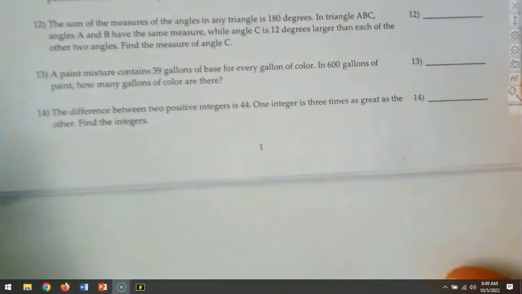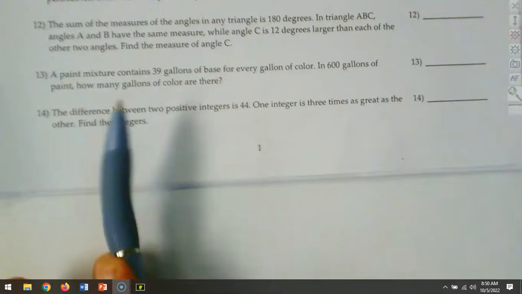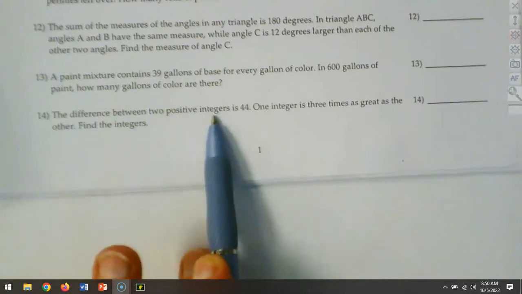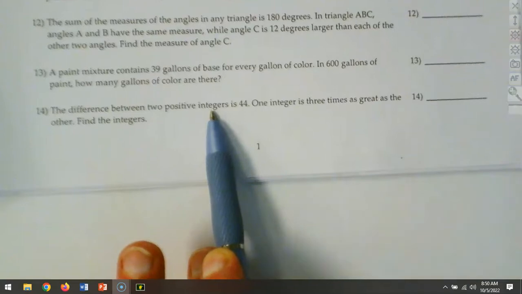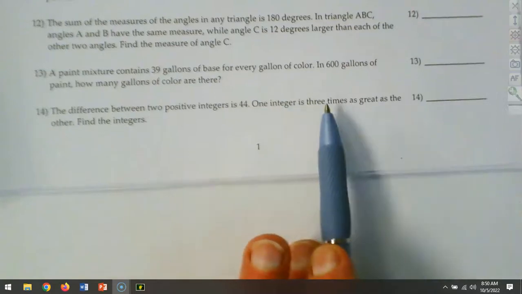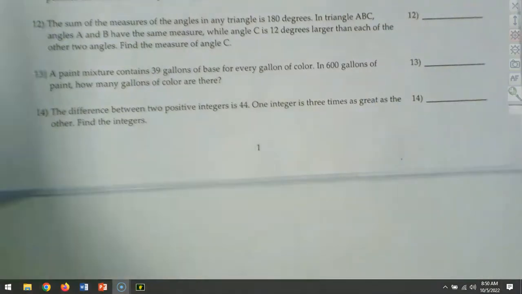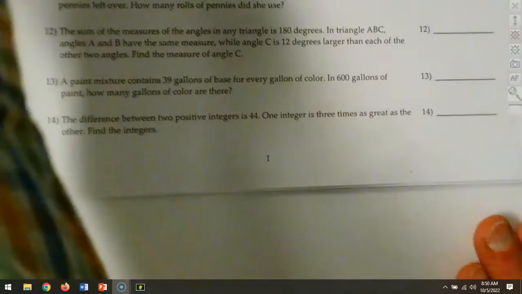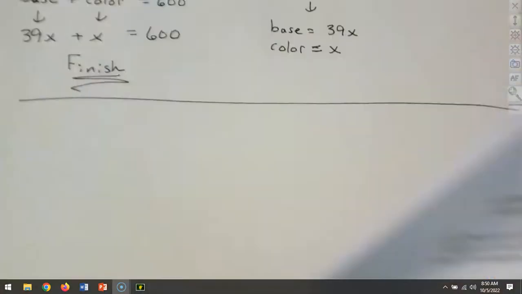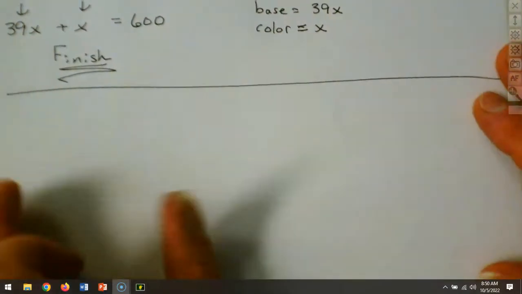So let's think about 14. The difference between two positive integers, so they've got to be positive here, is 44. One integer is 3 times as great as the other. So this is kind of similar to what we just did a moment ago. What are we looking at here? We're not looking at color and base. We're looking at two numbers. So we have a small number and we have a large number.